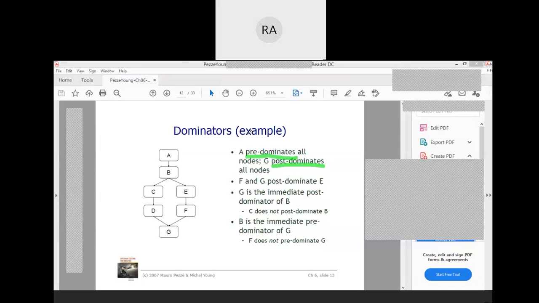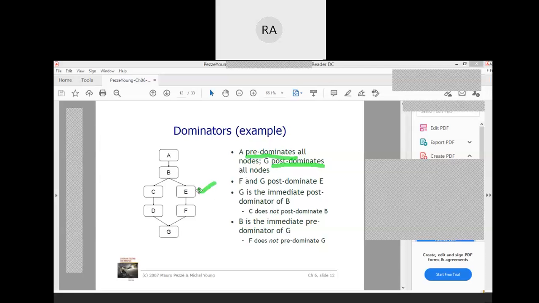Okay, that is about predominator. A is going to be a predominator for all the nodes, and G is going to be the post dominator for all the nodes. If you consider F and G, you have something called E over here. For E, if you consider the node E, the nodes that are going to dominate E are F and G. F and G will become post dominators for the node E. And G is the immediate post dominator of B.